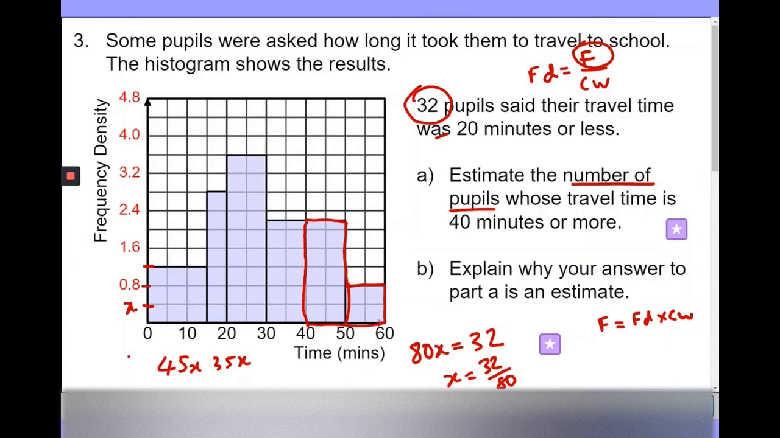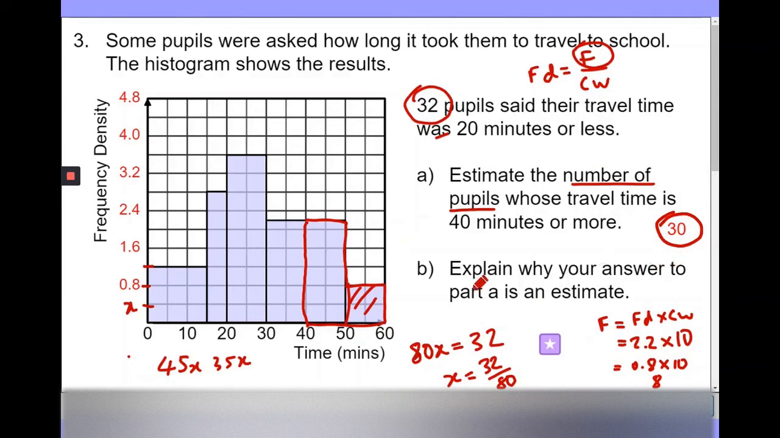because we're going up by 0.4 for each square, and that's in the middle, so that's 1.6 plus 0.4 plus 0.2, which will give you 2.2, times the class width here, 40 to 50 is 10, so that's 22. And then for this bar here, you do the same formula, frequency density is 0.8 times class width of 10, which is 8. So 22 plus 8 will give you 30. And that is your answer, 30.